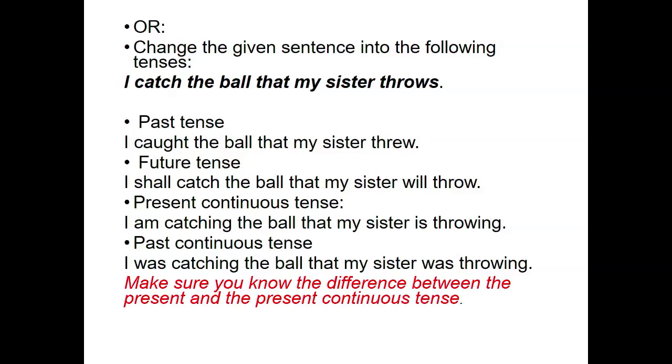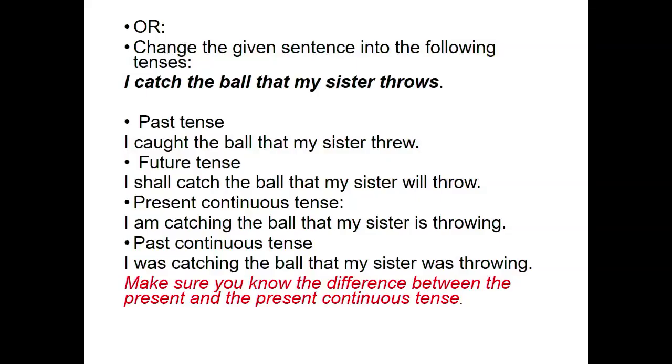Present continuous tense. That's a tense with an ing. I am catching the ball that my sister is throwing. Am and is are present tense, and catching and throwing are continuous. Okay, the past continuous tense. I was catching the ball that my sister was throwing. So was and was are the past tense of am and is, and catching is still continuous. Make sure that you know the differences between the present and the present continuous tense, and the past continuous tense.